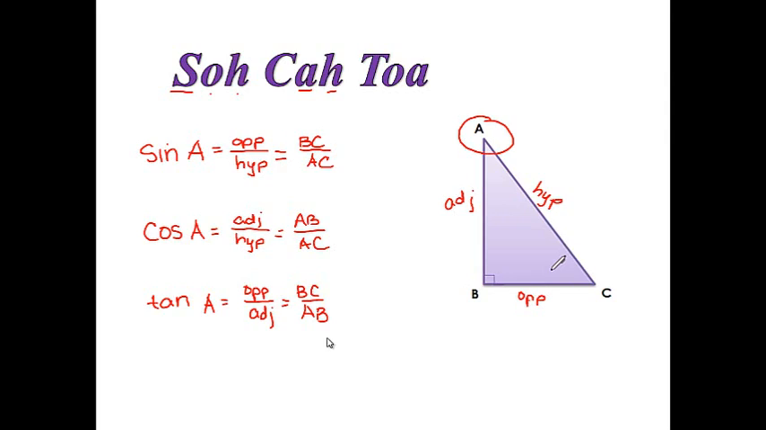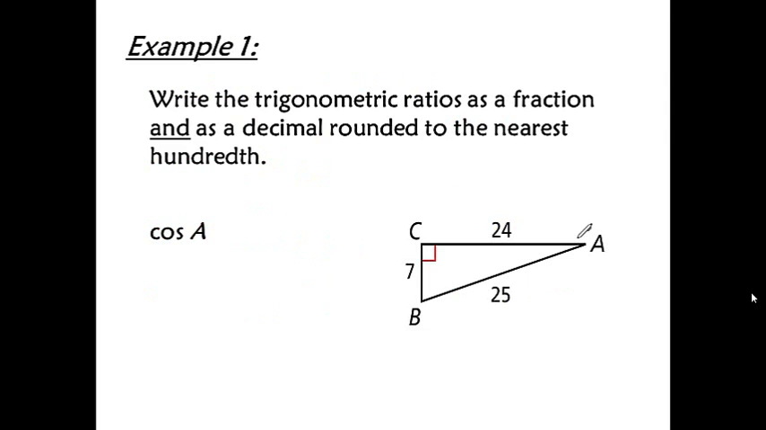Now let's get some practice. Okay, for our first example, we're going to write the trigonometric ratios as a fraction, and we're going to write it as a decimal, rounded to the nearest hundredth. First one is going to be the cosine of angle A. Here's angle A. I like to circle it so I don't forget which one I'm looking at. And then I like to label the parts of my right triangle. Always know the hypotenuse. If I'm looking at angle A, the one all the way across from it will be the opposite, and the one right next to it will be the adjacent leg.